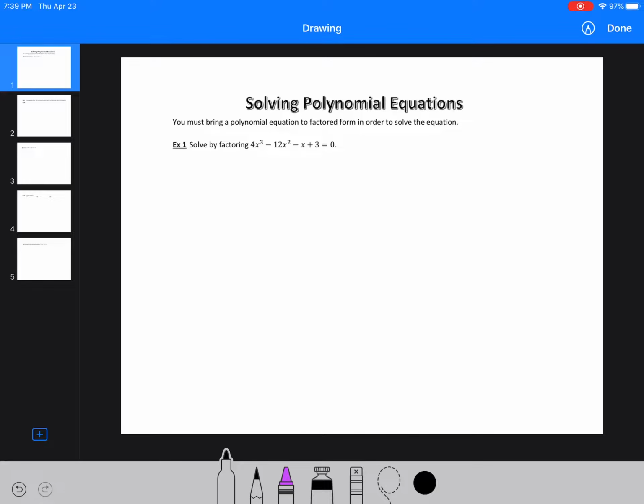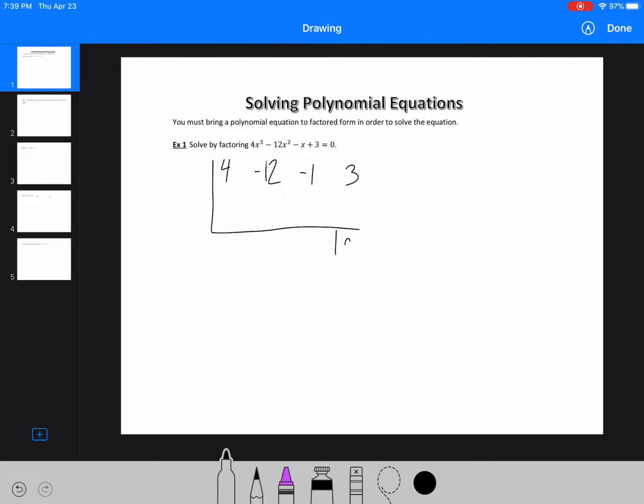Okay, so when solving polynomial equations, the first thing we need to consider is that these are the exact same as solving a quadratic equation. We're finding the zeros of the equation and solving it that way. So what we need to do is factor first. If we were looking at this first one, we're going to use synthetic division, the same as if we were just factoring the equation.